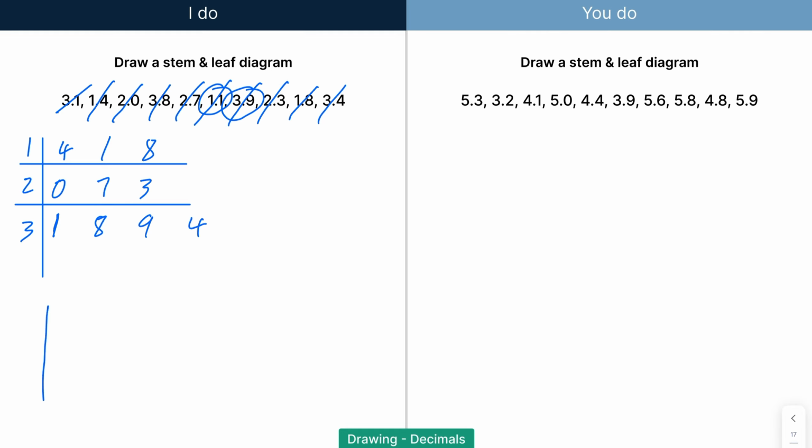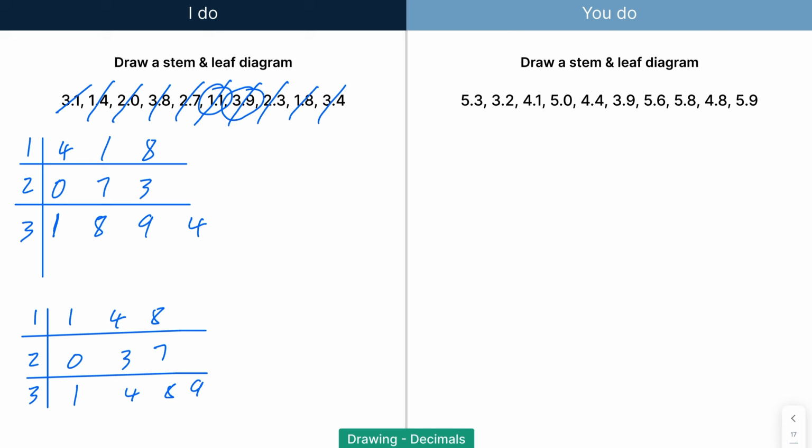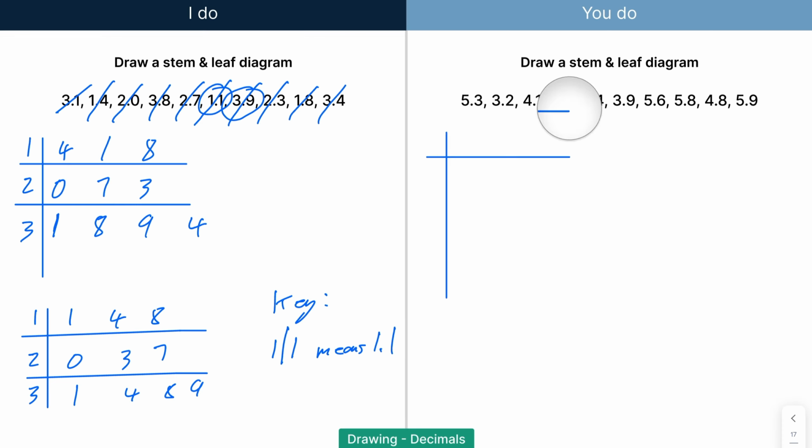And now I just need to redraw the same thing again and put them in order. So 1, 2, 3, that'll be 1, 4, 8, 0, 3, 7, 1, 4, 8, 9. And then for the key, we have 1, 1 means 1.1. Again, hopefully you've pressed pause and had a good go at the example on the right. So the smallest number here that I can see is 3.2, and the largest number here is 5.9.